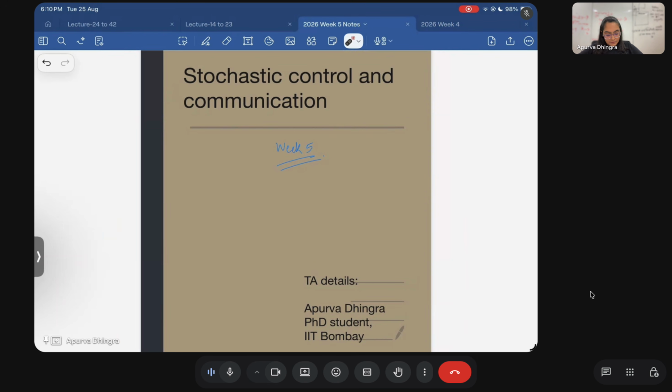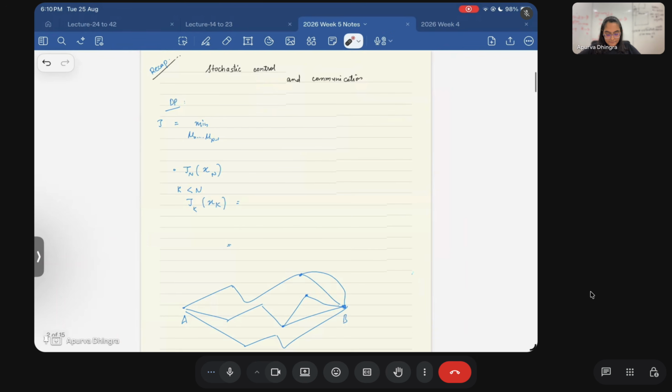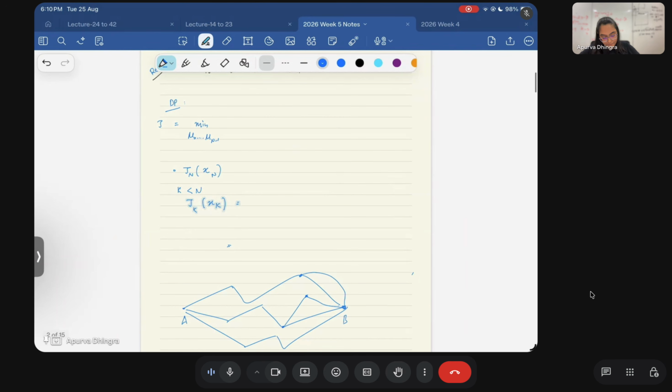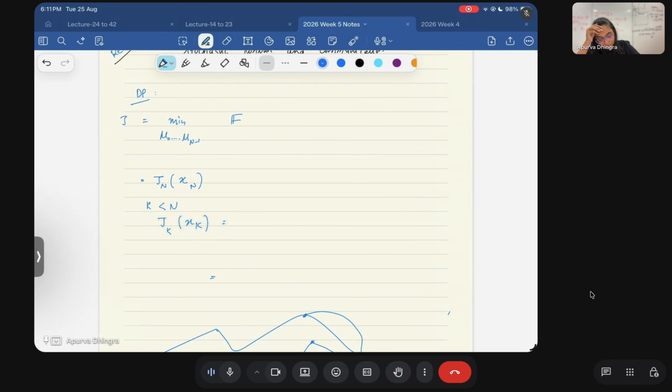We are back at week 5. This is a recap, so I'm going to skip it. We already know these things. This is J, the object that we are trying to optimize, the original problem. The original problem is interested in optimizing the expected cost. That has the terminal cost, and then the stage costs, with stages from 0 till n minus 1, each being g_k of x_k, u_k, and omega_k.